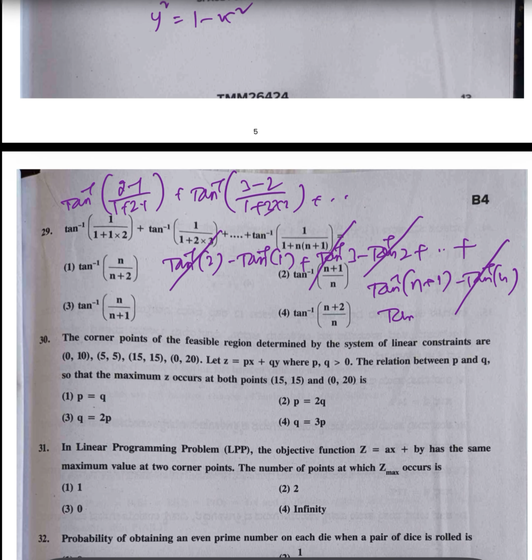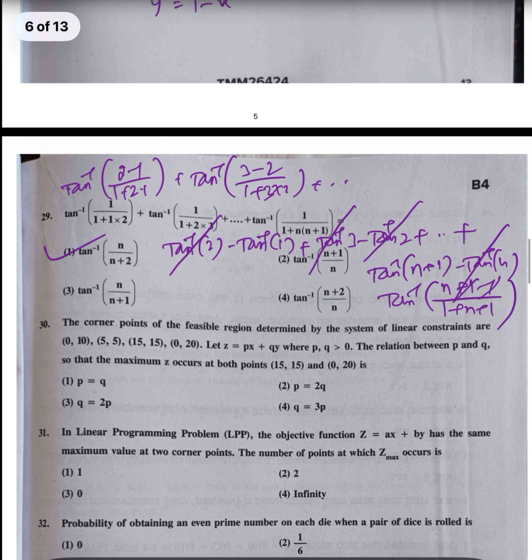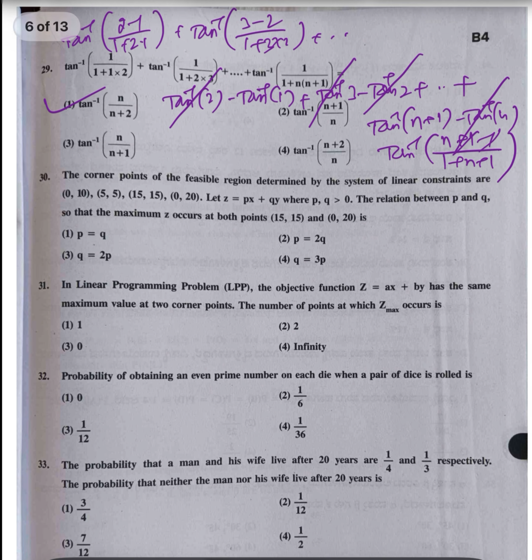it will become tan inverse of (n plus 1 minus 1) by (1 plus n plus 1). So 1 gets cancelled, we'll get 1. It's the same, it's a very easy question.